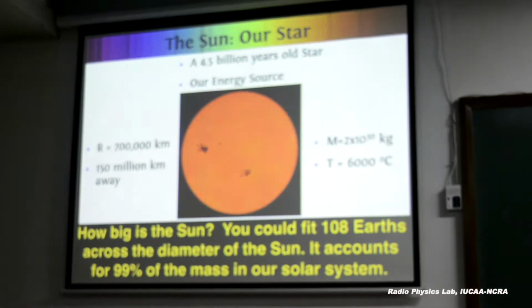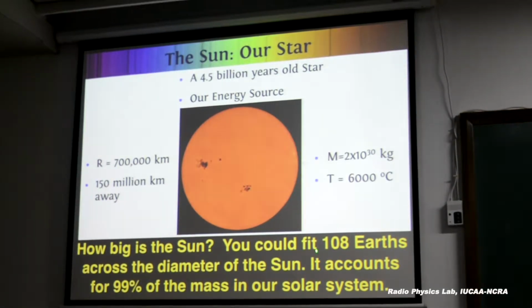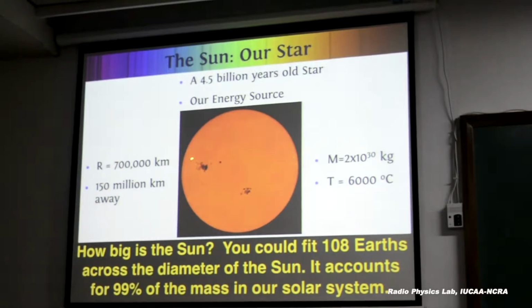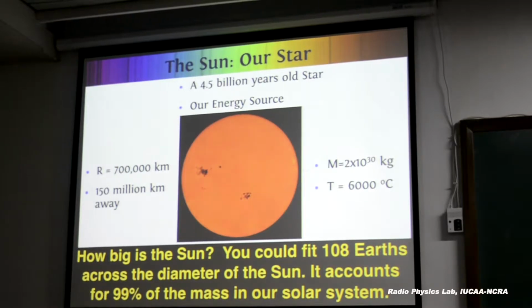This is just to give you an idea that if you just go along the diameter, you can roughly fit 108 Earths. One of these spots, tiny dots here, they could be as big as your whole Earth.